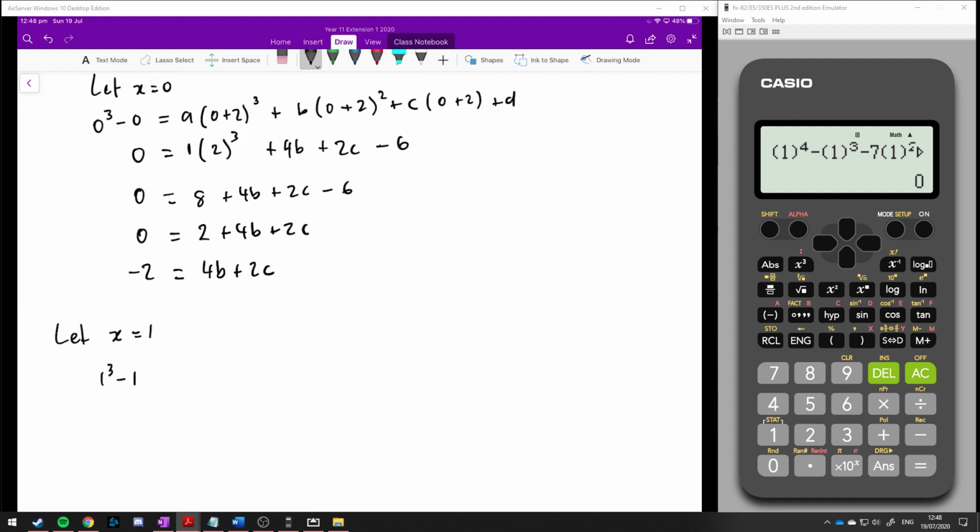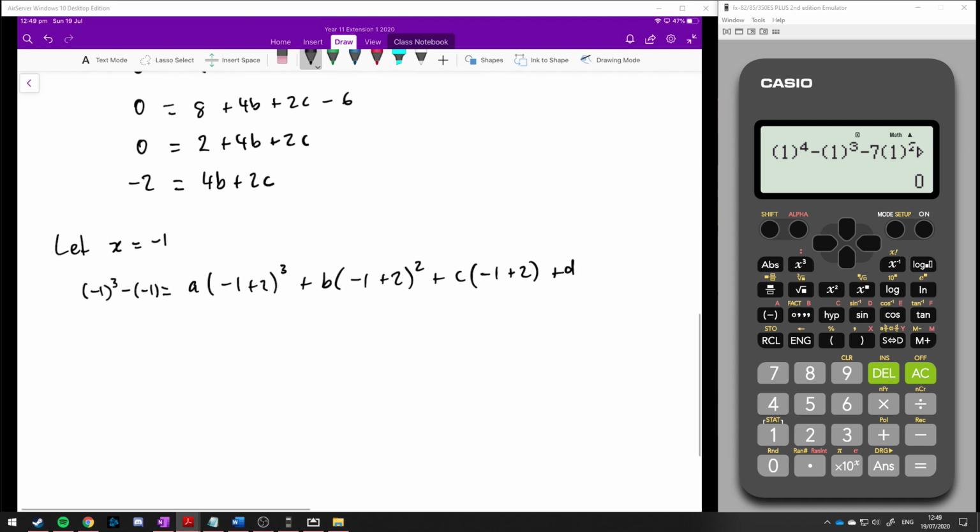So we're going to get 1 cubed minus 1, which is equal to 0 again. That's nice. Okay, as we already know, but I'll just write it out the long way. 1 plus 2 cubed plus b lots of... Actually, you know what? Let's not use 1. I've got a better idea. Let's use minus 1, because it's going to give us easier numbers. So it's going to be minus 1 cubed minus 1. So that should be equal to 0 again, I think. Doesn't really matter. Now we get a lots of minus 1 plus 2 cubed plus b lots of minus 1 plus 2 squared plus c lots of minus 1 plus 2 plus d.